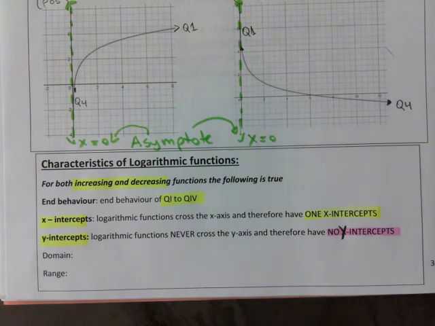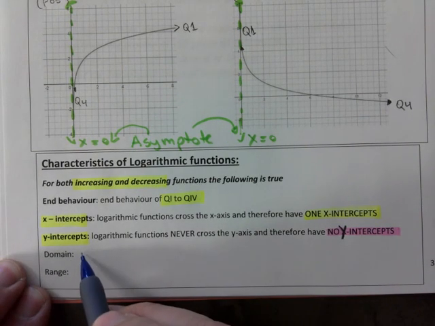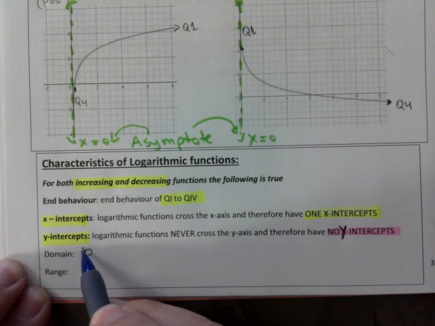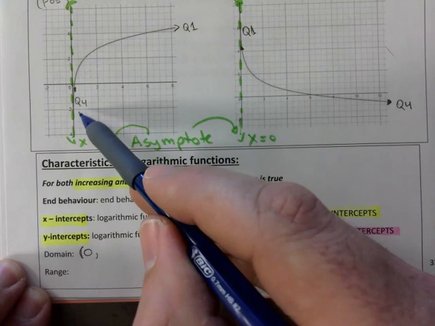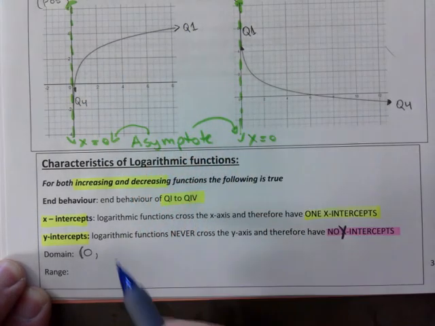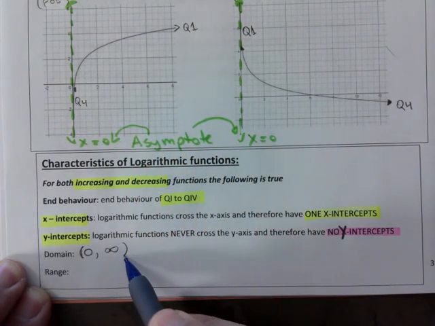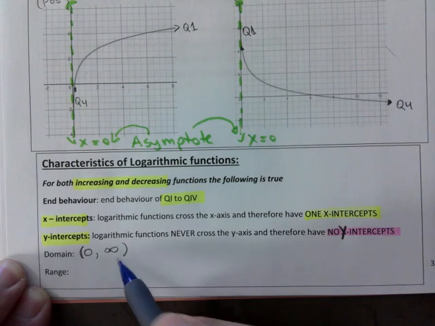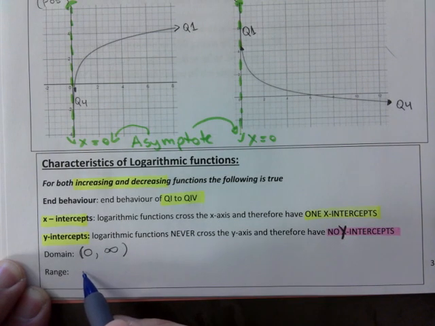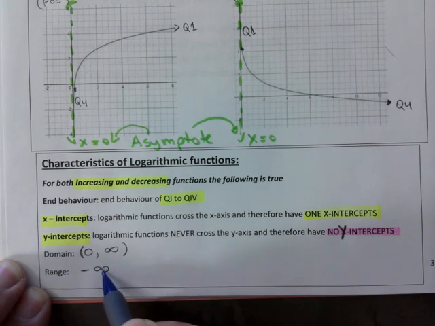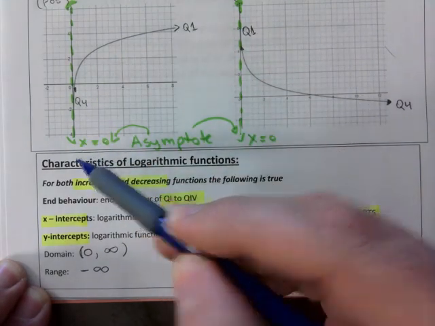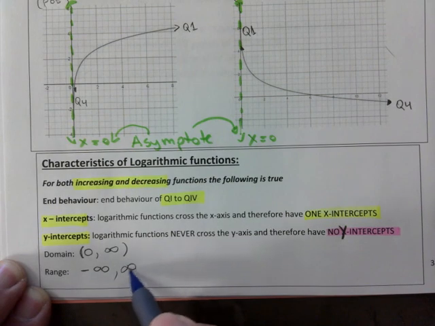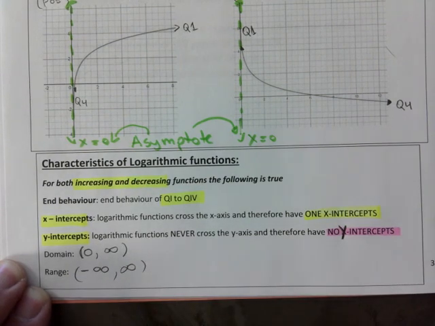Right now, as it stands, my domain is 0, not including, all the way to infinity, it keeps going out. And my range goes from negative infinity, because this thing still keeps going down indefinitely, all the way to positive infinity, round brackets.